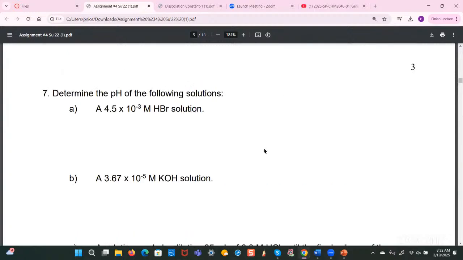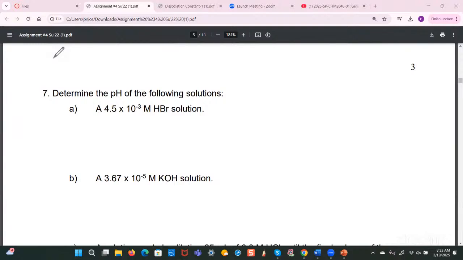So in the case of 7A, the question is asking for you to determine the pH of the following solution. Whenever a question is asking you to determine the pH of an acid solution or a base solution, the first thing you have to ask yourself is: is this a strong acid or is it a weak acid? And if you recall, there are 6 acids that you need to memorize as strong acids. What are the 6 acids?